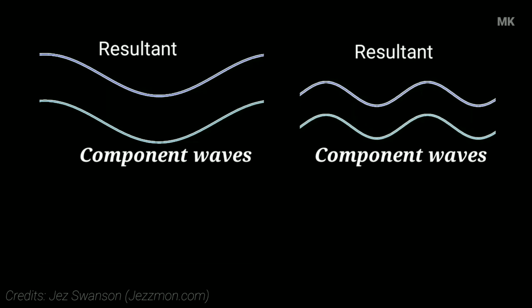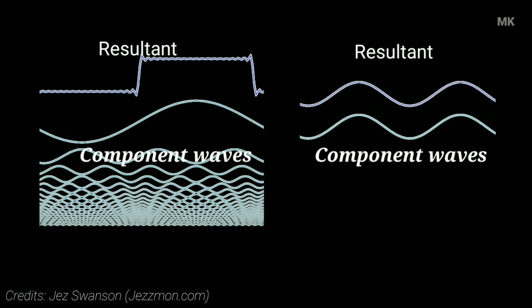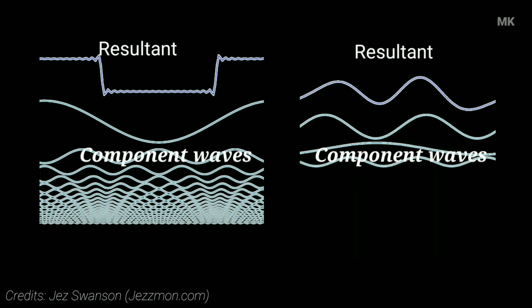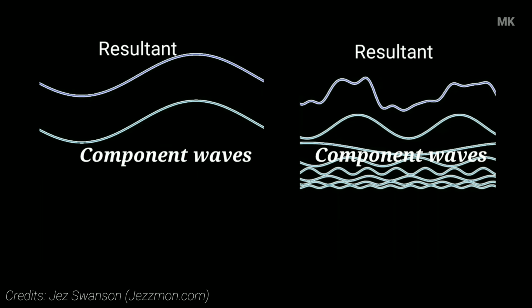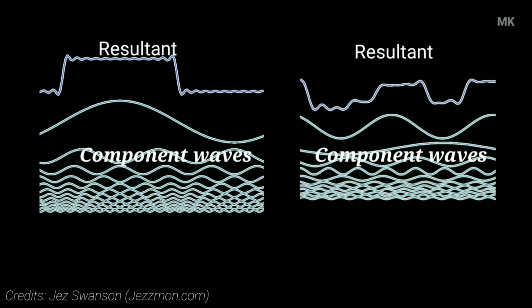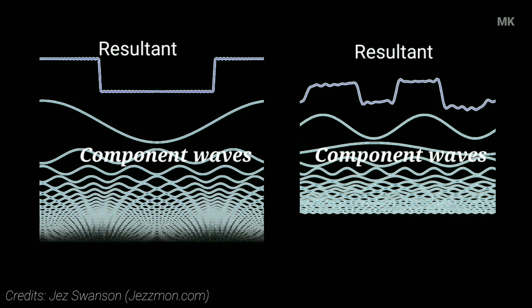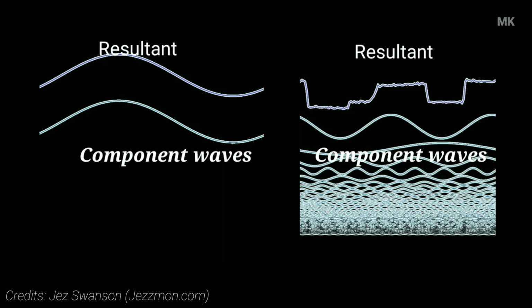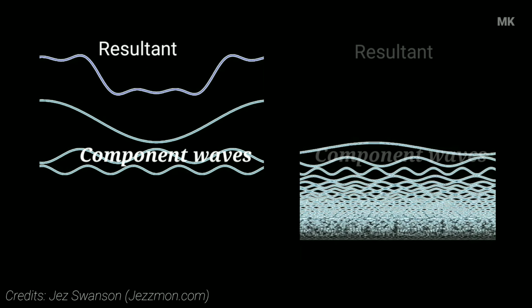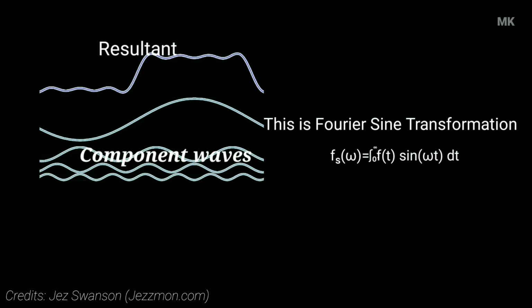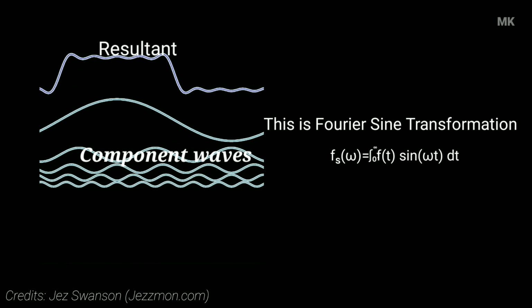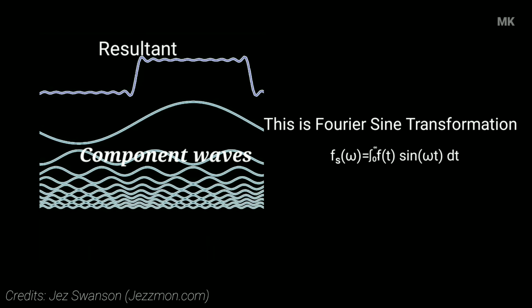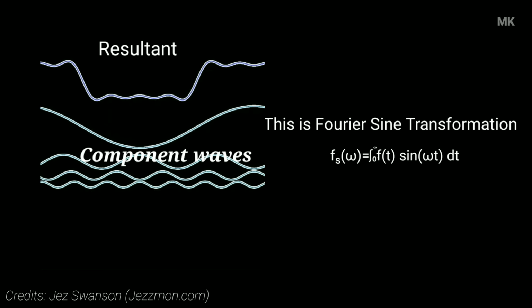Similarly, for any odd function which we want to express as a sum of sines, or want to find which sines it is made up of, we can simply multiply it with sine omega t and integrate it from 0 to infinity. It will give us peaks at particular frequencies from which that function is made up. And this process is called the Fourier sine transform and can be denoted by Fs of omega is equal to integration from 0 to infinity f of t multiplied by sine of omega t dt.